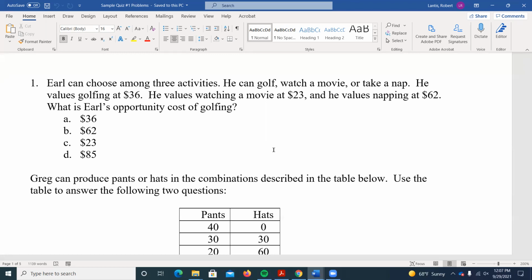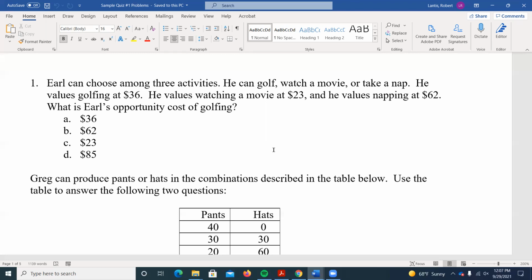Now, let's say that instead of $36, he valued going golfing at, I don't know, $360. Well, then that would make sense for the activity he was choosing. Even though he has this additional cost of what he's missing out on, the nap he valued at $62, he would still have a positive net benefit. Even if you factor in the opportunity cost, his benefit to going golfing would still be positive.